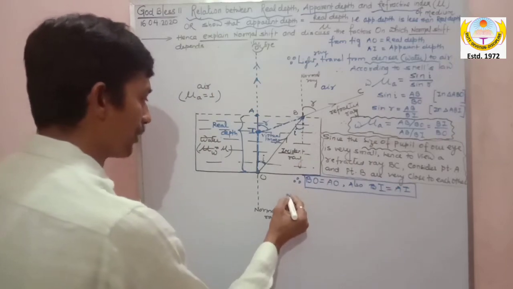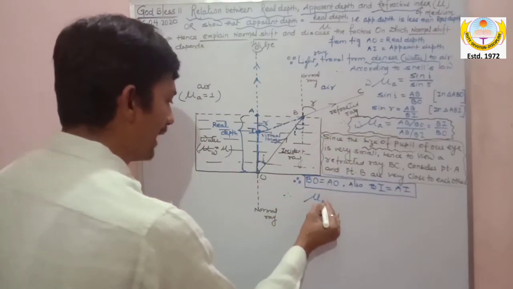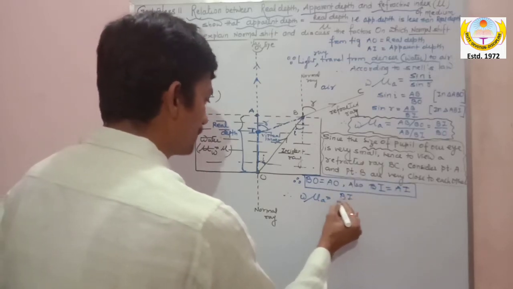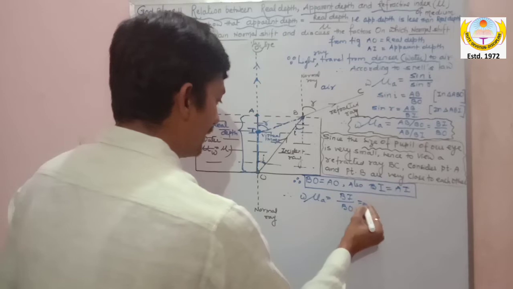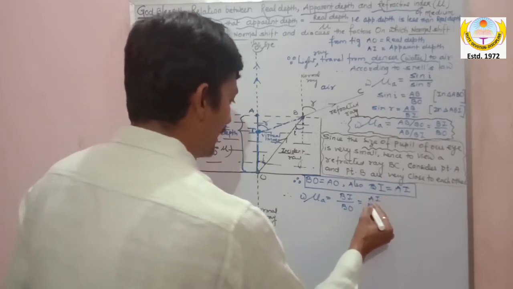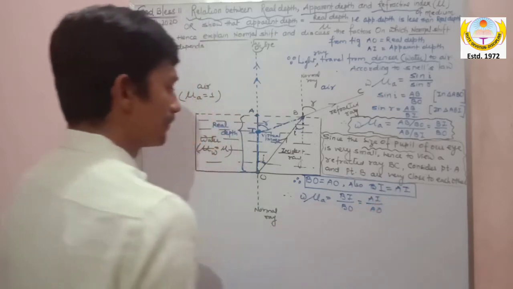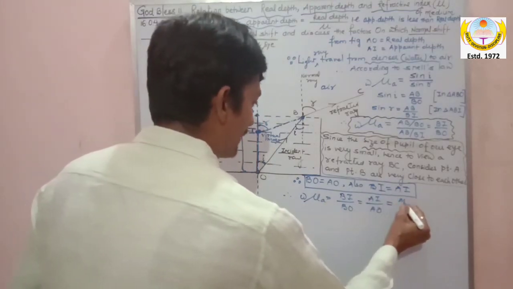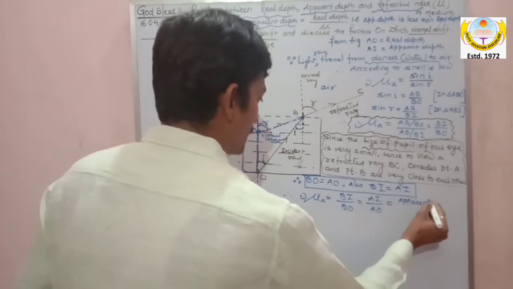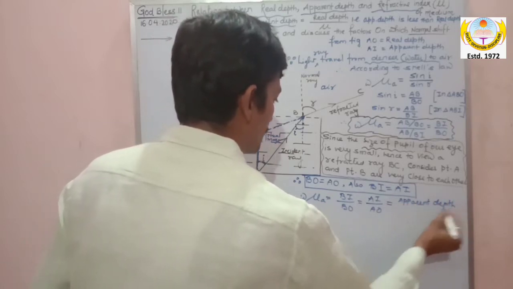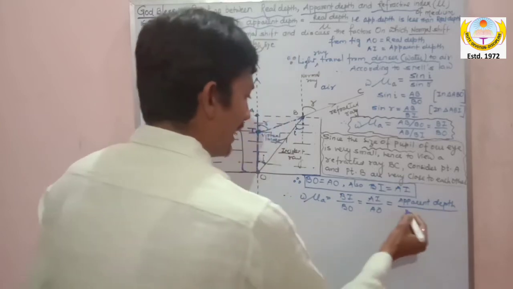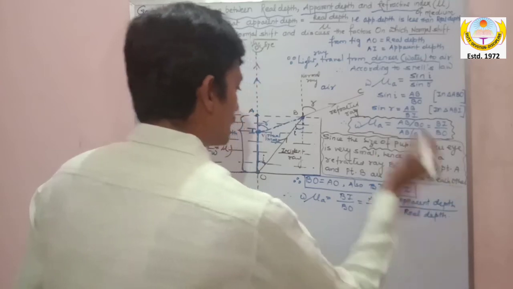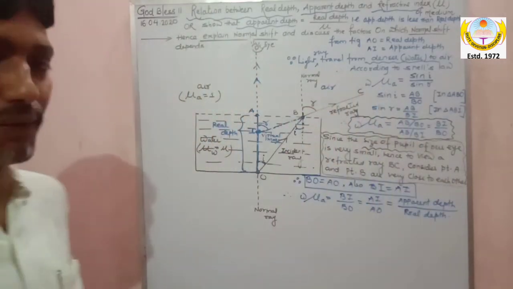So now, what will be mu of air with respect to water, which is nothing but BI upon BO, can be written as AI upon AO. And AI is what? Apparent depth. And AO is what? Real depth. Okay, I hope everybody is clear till here.